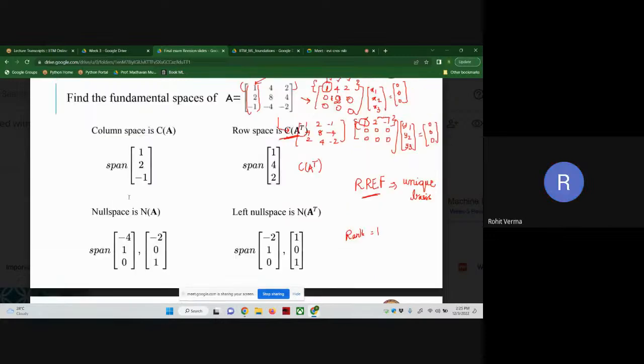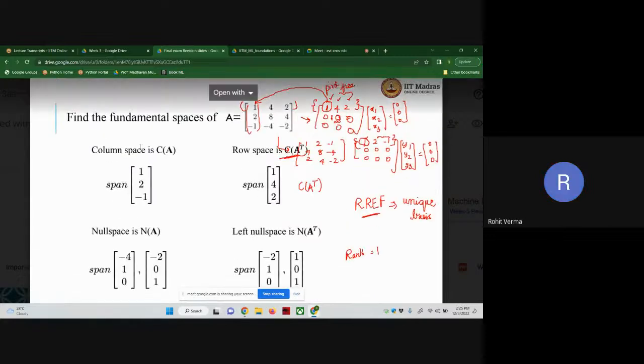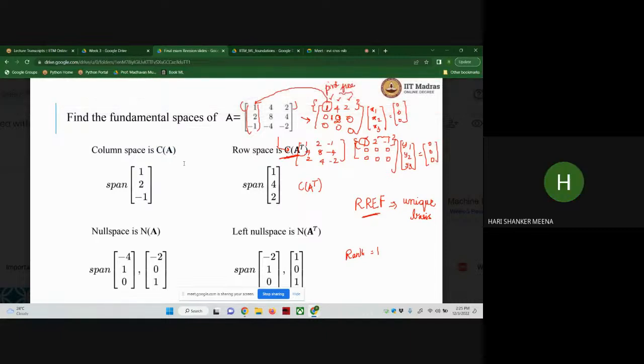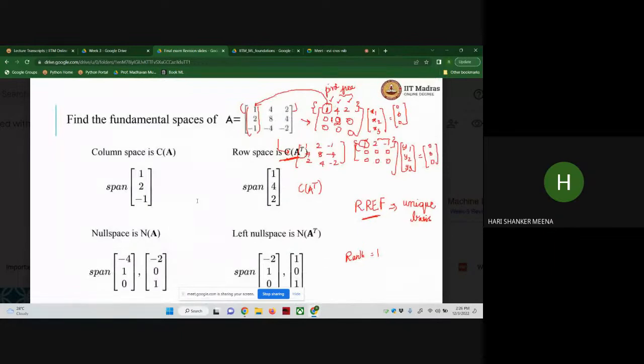And for the column space, we have to reduce that matrix to the RREF, the row reduced echelon form, right? Yes, and for both, we have to identify the pivot columns. The pivot vectors will give you the column space. And if you do the same for A transpose, then you'll get the row space. Okay, sir. Got it.